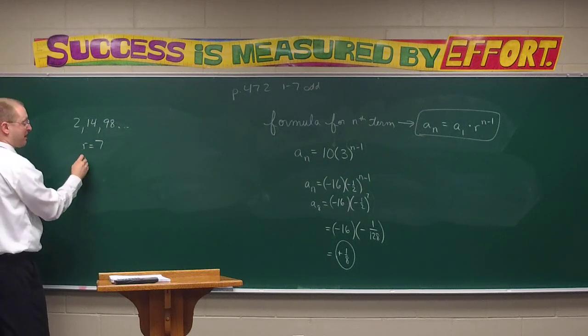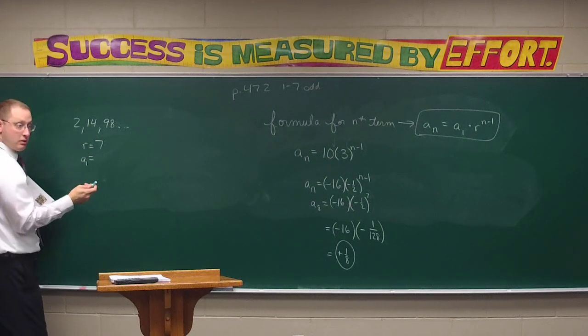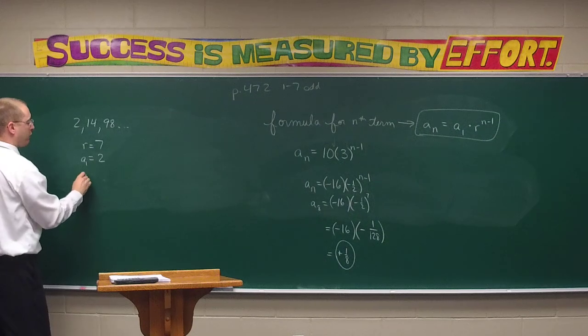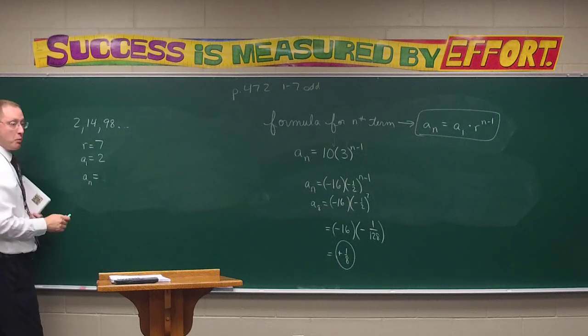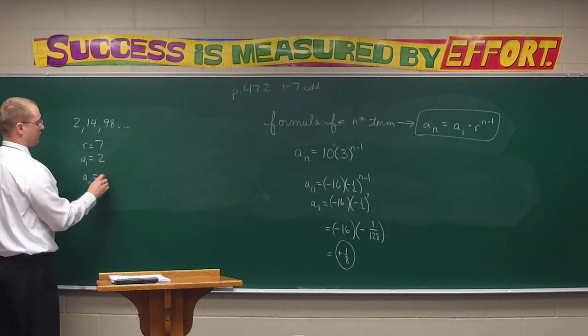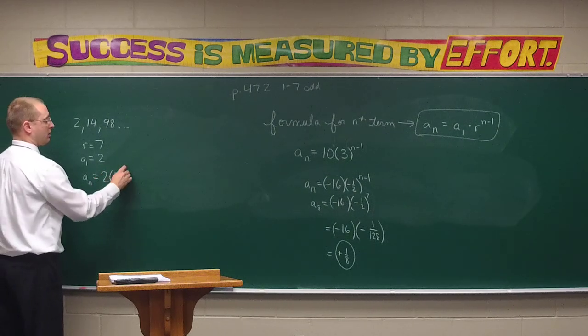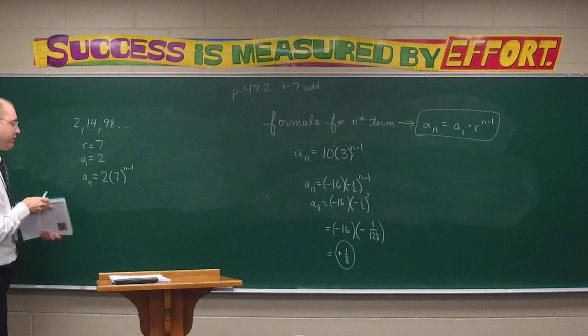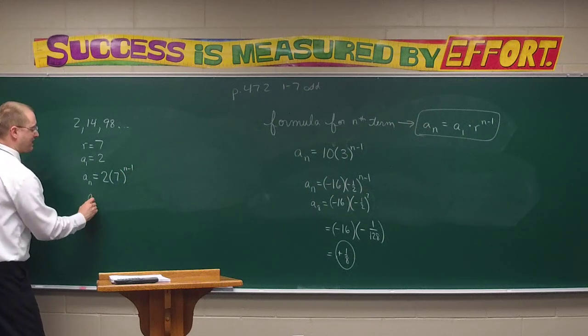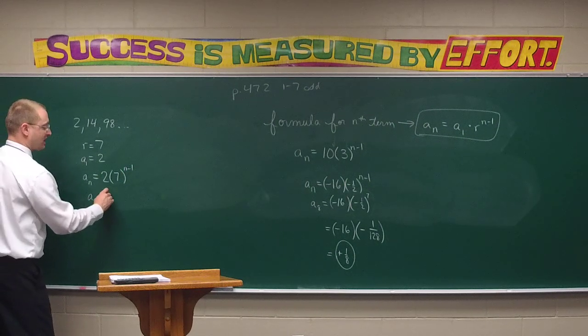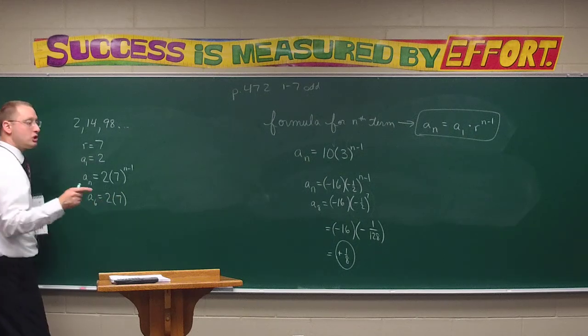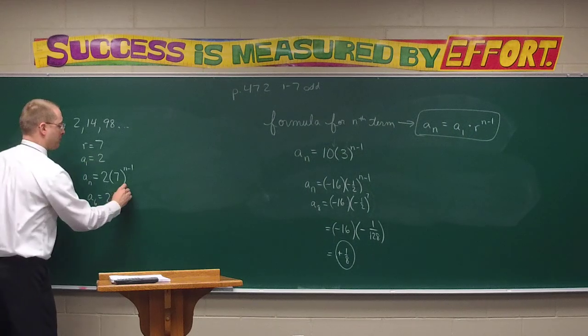Obviously, the first term, a sub 1, is 2. So my formula for the nth term is going to be what, Kendall? 2 times 7 to the n minus 1. Good, and they said they want us to find the 6th term. So now let's find a sub 6 specifically. That's going to be 2 times 7 to the 5th power.